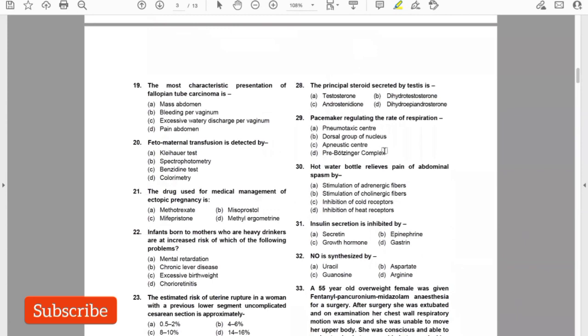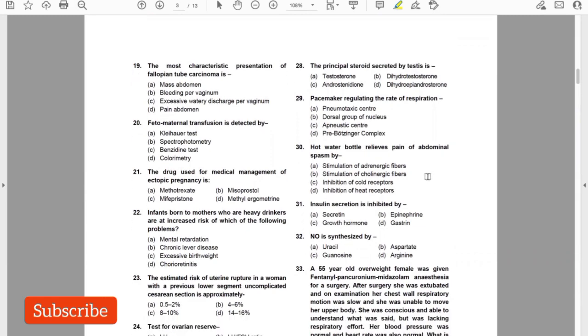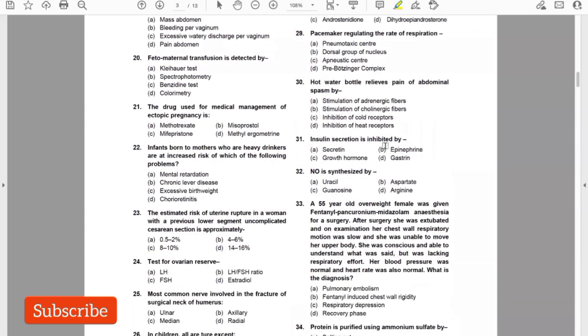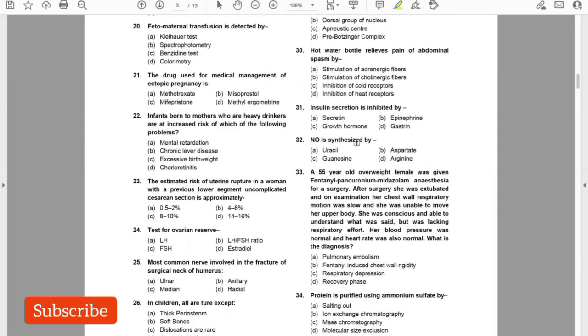The principal steroid secreted by the testis, here they have given testosterone. So please do check this answer. Pacemaker regulating the rate of respiration is the pre-Botzinger complex. Hot water bottle relieves pain of abdominal spasm by stimulation of adrenergic fibers. Insulin secretion is inhibited by epinephrine. Here they have given something else. Please check this answer also. Nitric oxide is synthesized from arginine.